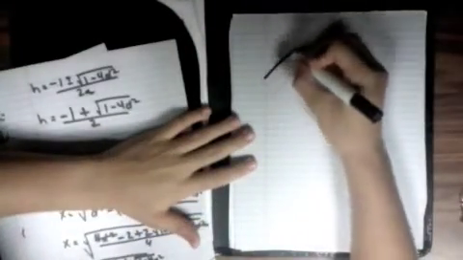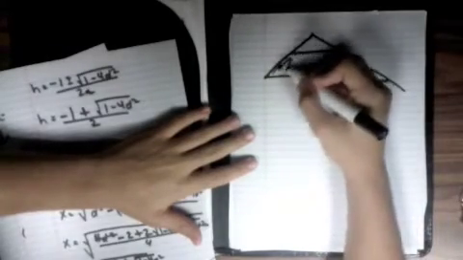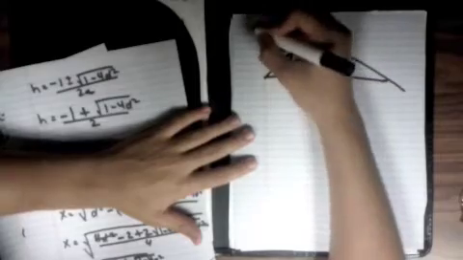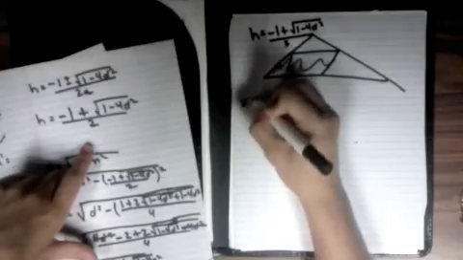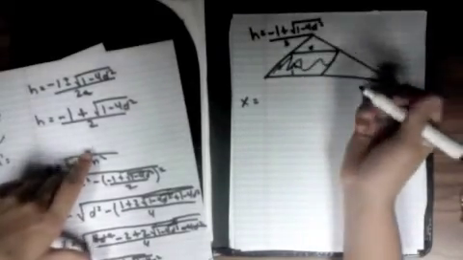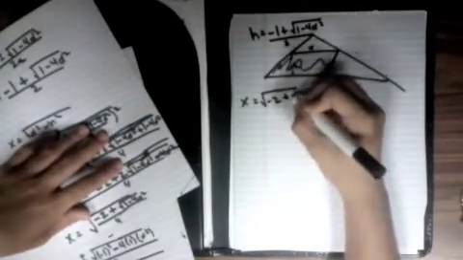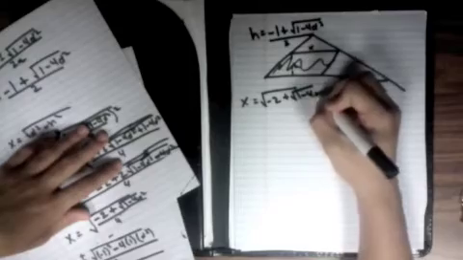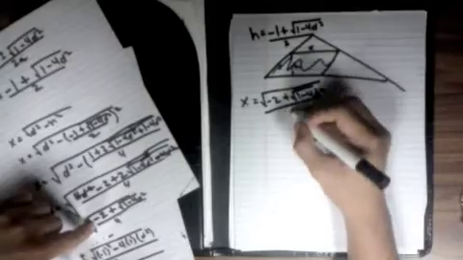So this would be our x, and this is our height. So we have our triangle with a parallelogram inscribed, and we have that our height is equal to negative 1 plus the square root of 1 minus 4d squared over 2, and we have that our x, this was x and this is h, is equal to the square root of negative 2 plus 1 minus 4d squared, over the square root of 4, which is 2.